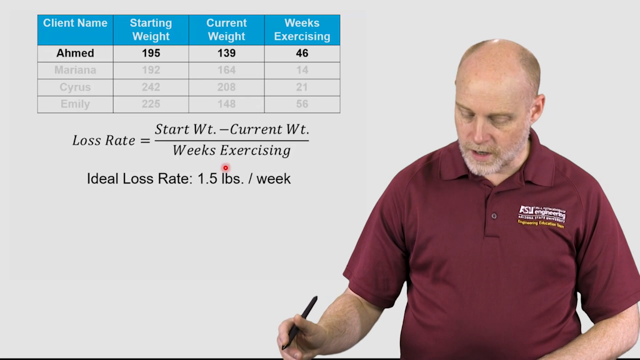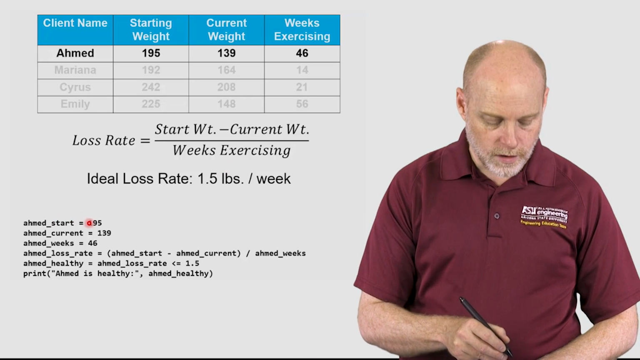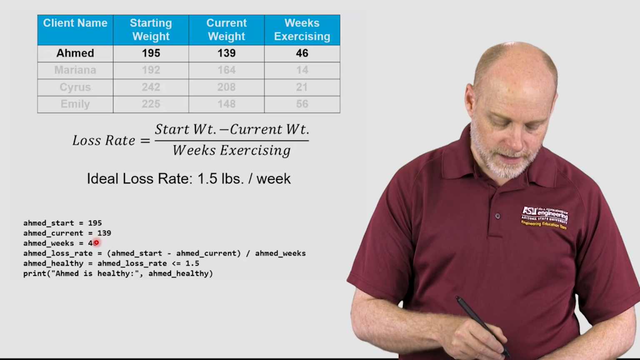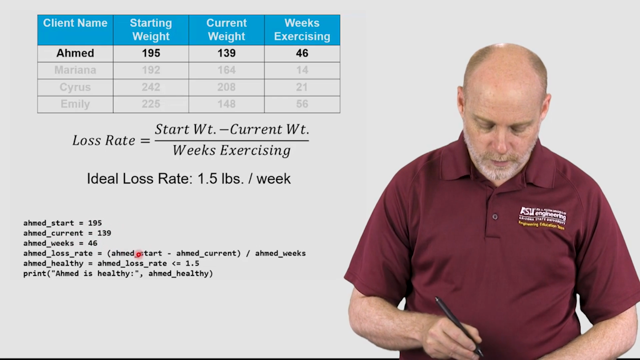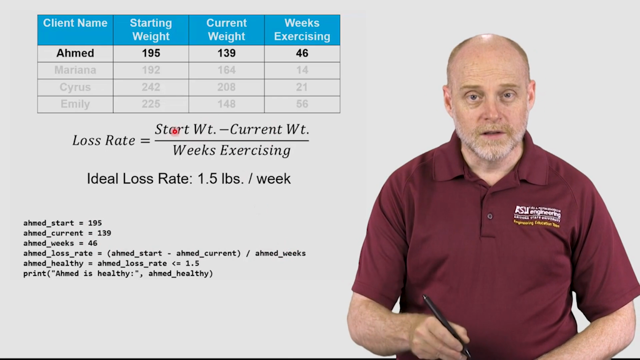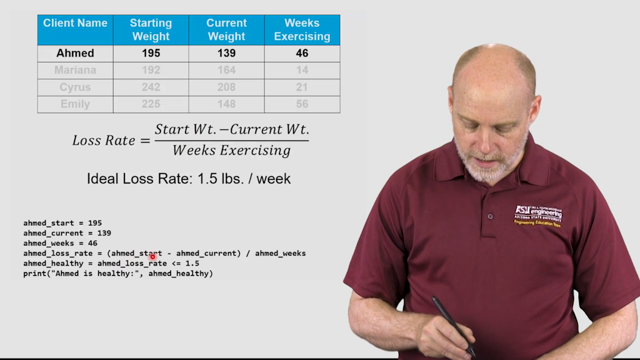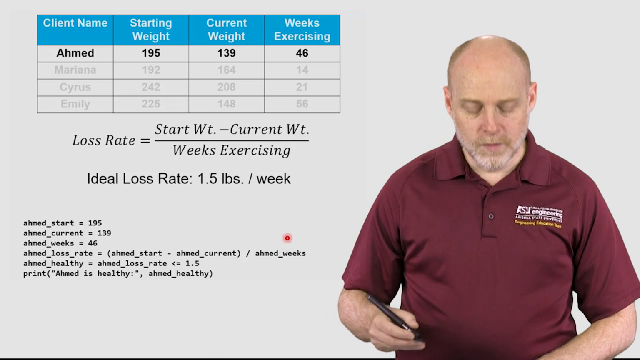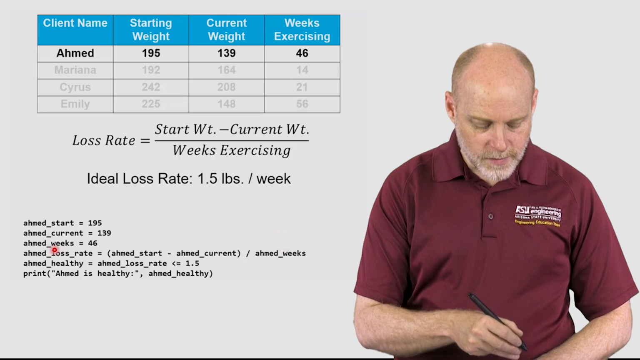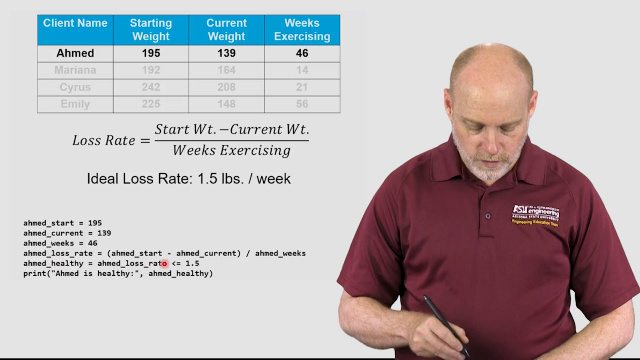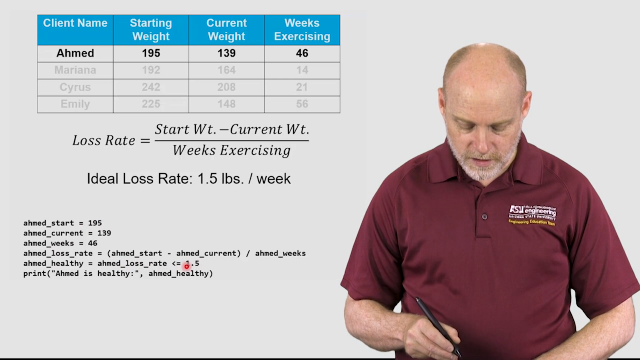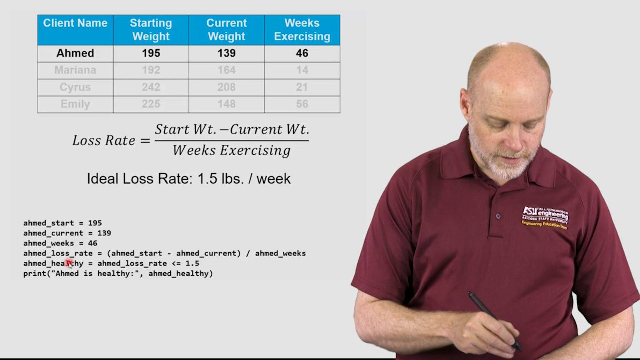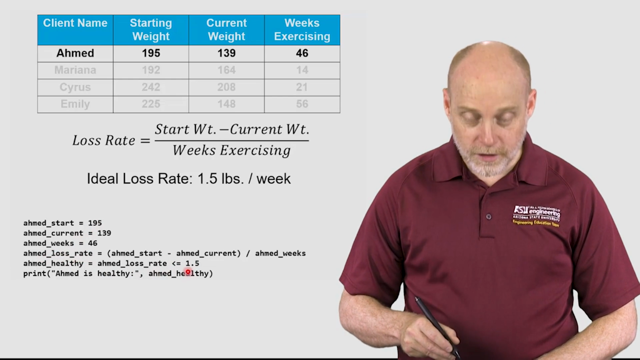And so for Ahmed, for instance, we could write a small program where we store in a variable his starting weight and his current weight and how many weeks he's been exercising, and then we can calculate his loss rate according to this mathematical equation, the difference between the start weight and the current weight divided by the number of weeks that he's been exercising. Store that in a variable called Ahmed loss rate, and then we can use a relational expression comparing that result to 1.5, and if it's less than or equal to, we would store a true in the variable Ahmed healthy, and then we could print that result.